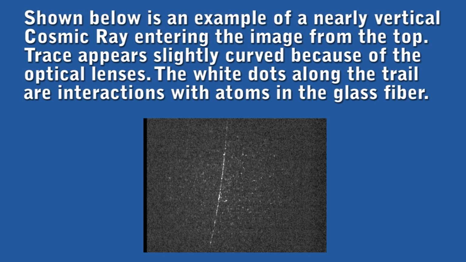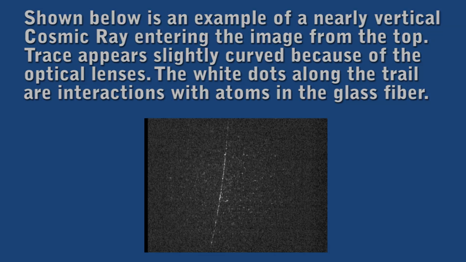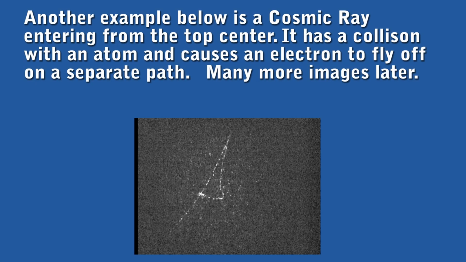Shown below is an example of a nearly vertical cosmic ray entering the image from the top. The trace appears slightly curved because of the optical lenses. The white dots along the trail are interactions with atoms in the glass fiber. Another example below is a cosmic ray entering from the top center. It has a collision with an atom and causes an electron to fly off on a separate path. There will be many more images later on.